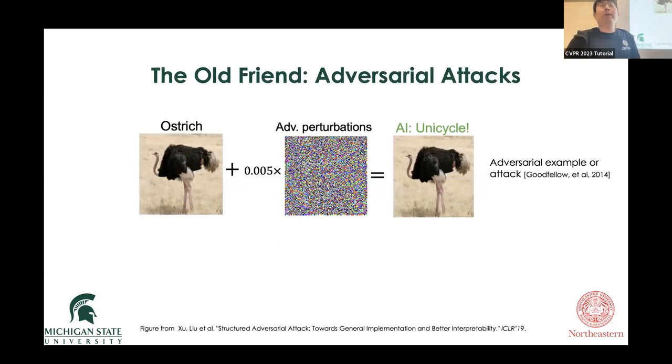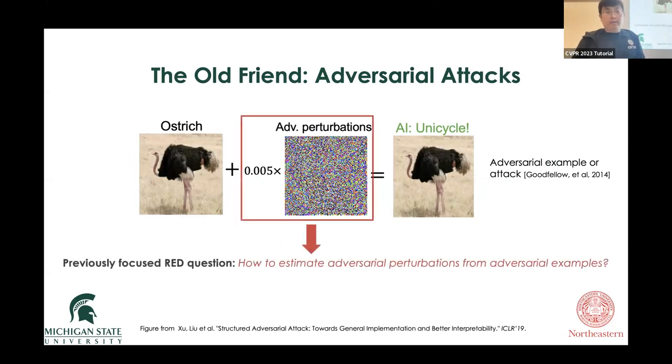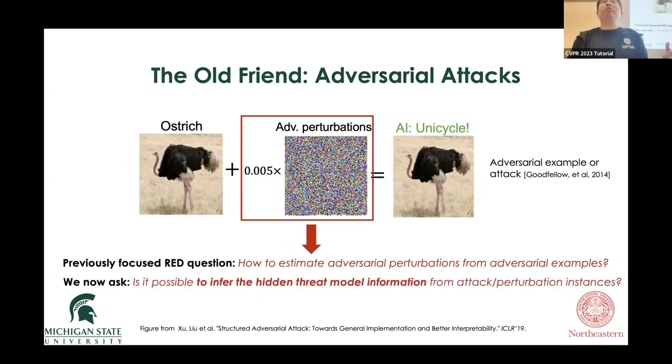And this is our old friend. We have seen this picture many times in today's talk. The perturbation is clear. We know how to estimate that, at least we made some efforts on how to estimate these perturbations. And as I said, previously we focused on the RED question, how to estimate adversarial perturbations. So now let's look at a new question. We want to ask how to infer the hidden threat model information from the attack or perturbation instances. How to define this hidden threat model information? I will show one example in the following slides. So again, the scope is trying to understand what threat model information we can guess, we can infer from the attack instances, which means adversarial examples or perturbations, without using any model.